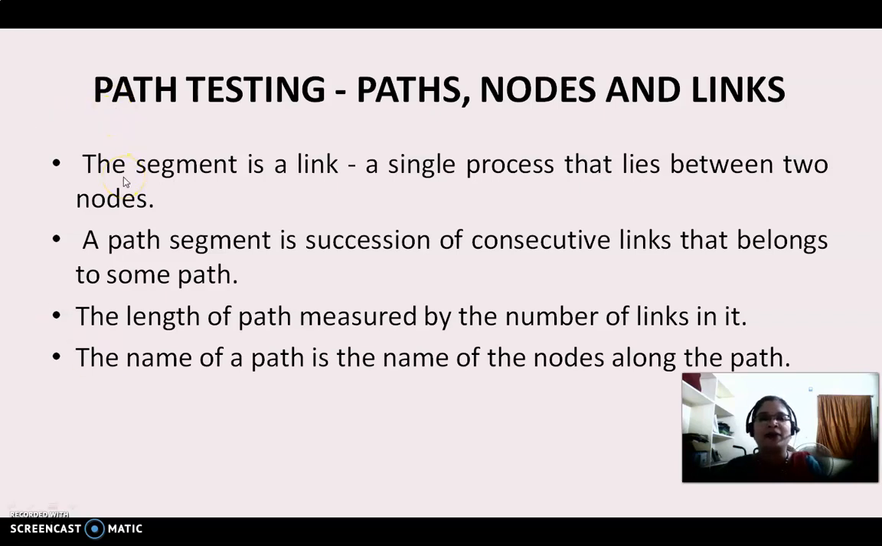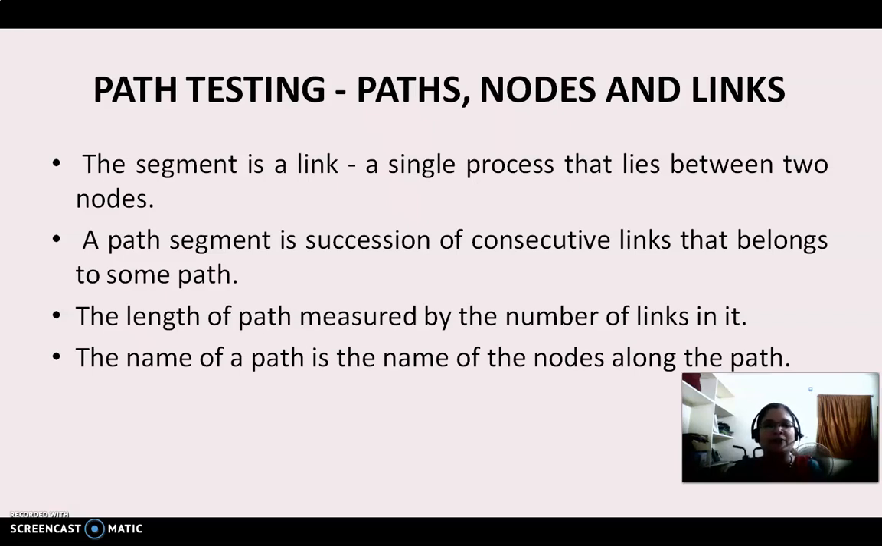So coming to path testing, what is a path actually? What is a segment actually? A segment is a connection between two nodes. It's a link, and it is a single process that lies between two nodes. Whenever there are two nodes, they are connected with the help of one link. That link is also called a segment, and it is also treated as a process.